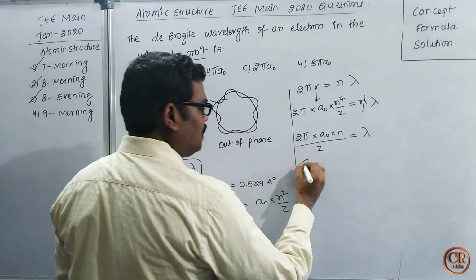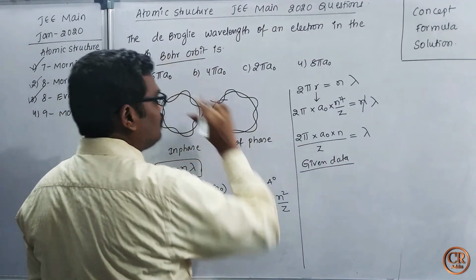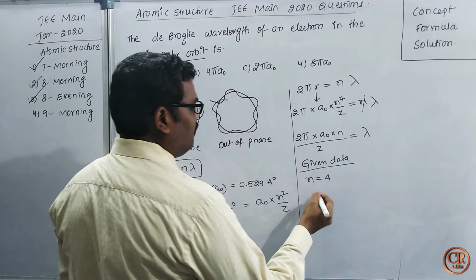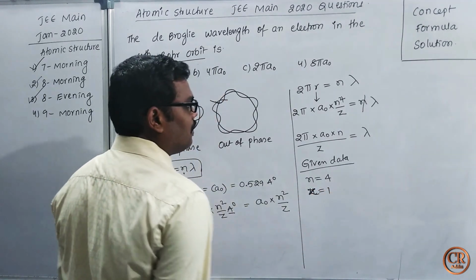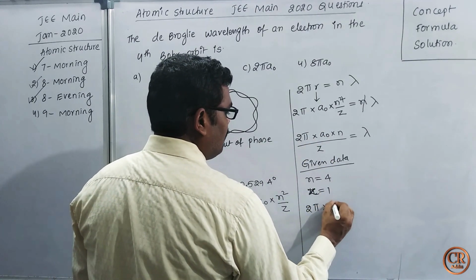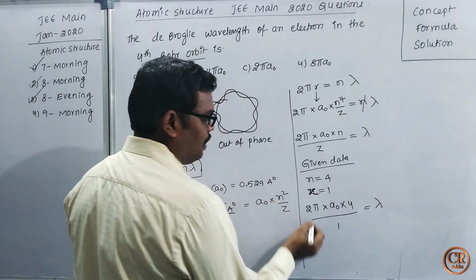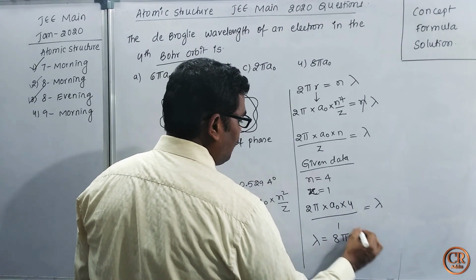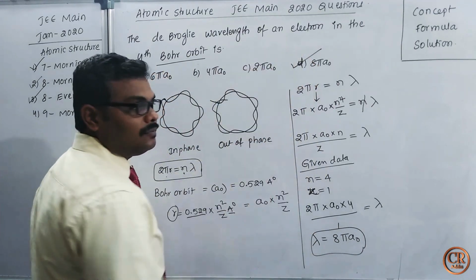Now in this question, what is the given data? The given data is the fourth Bohr orbit. So n value is 4. We have to calculate for hydrogen. So H means Z value is equal to 1. So we can substitute all these values here. 2 pi A naught, n value is 4 by 1, that is equal to lambda. 2 into 4, therefore lambda is equal to 8 pi A naught. The correct option is D.